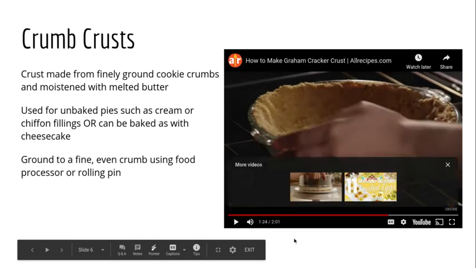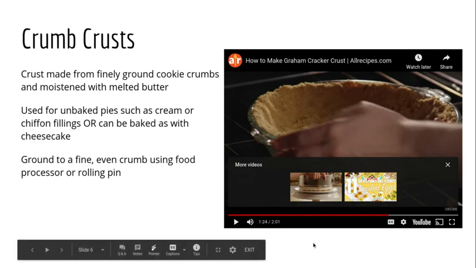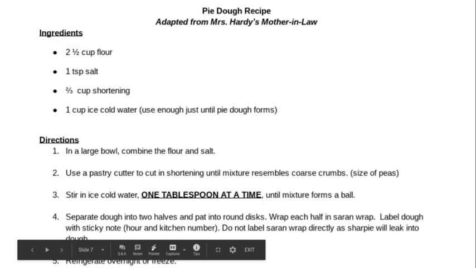So that's just the gist of a crumb crust. From here on out, we're really going to focus on the mealy pie dough and the flaky dough. So that type of pie crust.